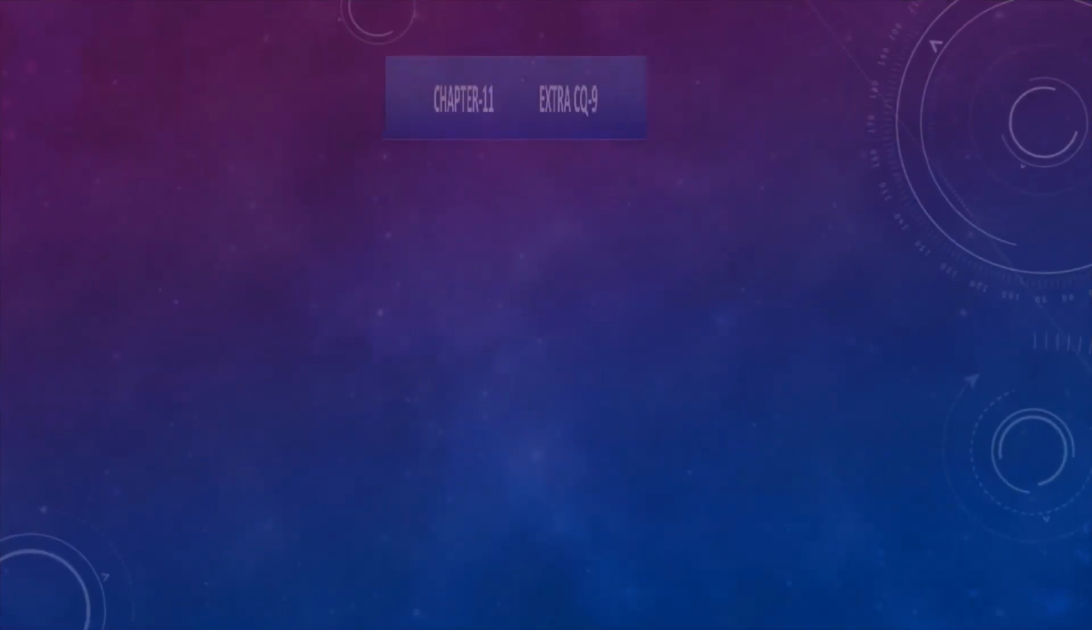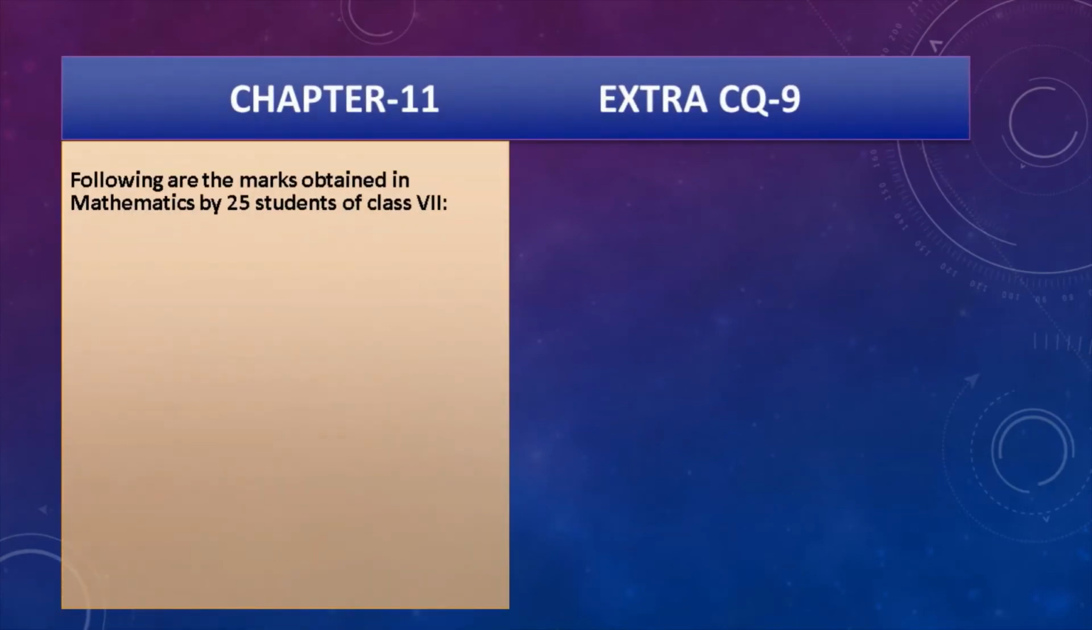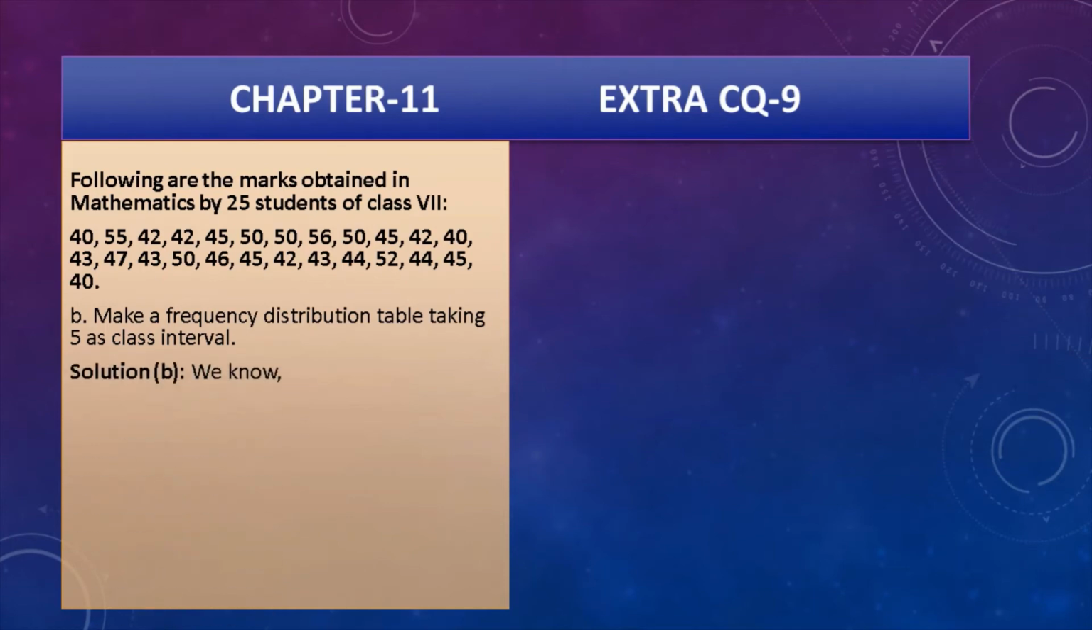So my dear students, now we will solve question number B. Let us see the question again. These are the 25 students' marks in mathematics. And question B is: make a frequency distribution table taking 5 as a class interval. So 5 is fixed for class interval. And this is the solution of B. We know range equals highest number minus lowest number plus 1. That means in order to make a frequency distribution table, you have to know the range and the number of classes of the data.